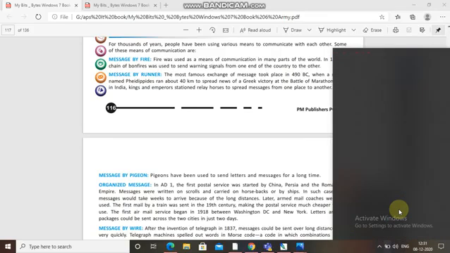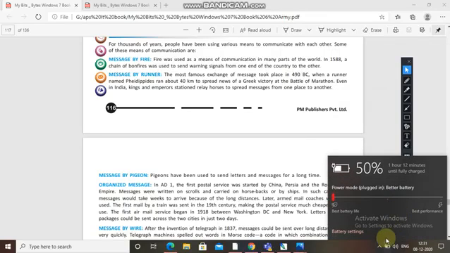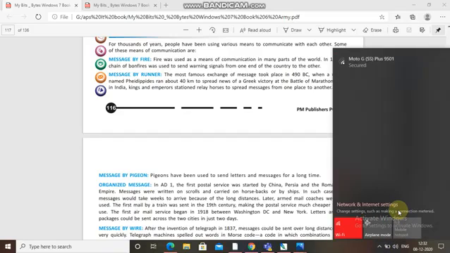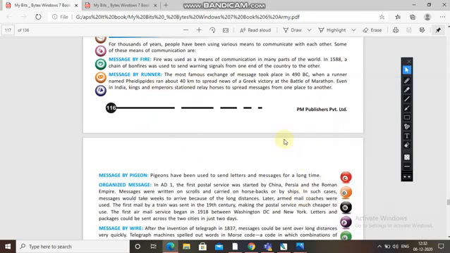Next, message by runner. The most famous communication for sending messages took place in 490 BC, when a runner named Pheidippides, remember this word, ran about 40 kilometers to spread news of the Greek victory at the Battle of Marathon. He ran 40 kilometers just for the news that the Greeks had won. Even in India, kings and emperors stationed relay horses to spread messages from one place to another.